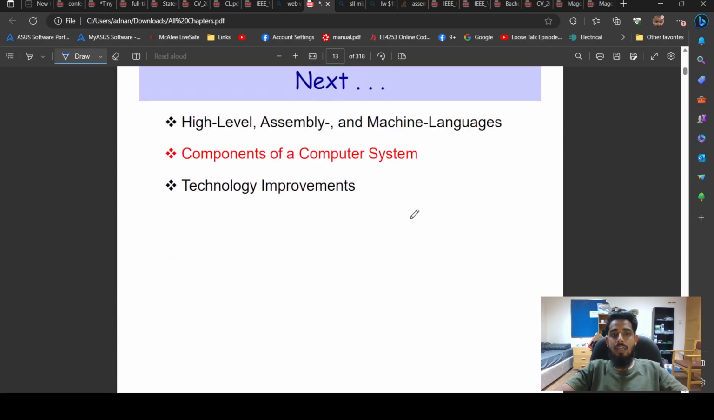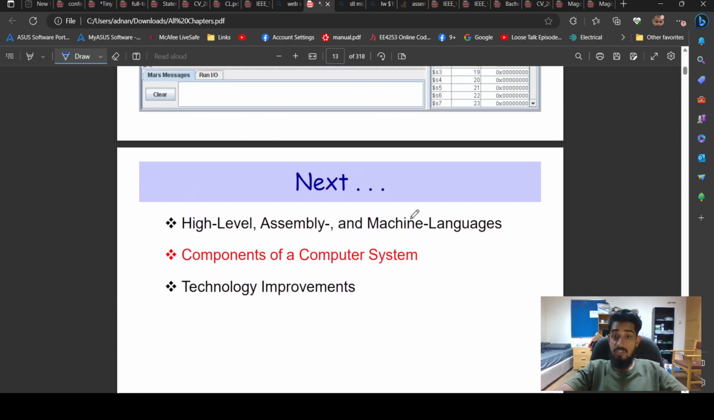Then the components of a computer system: in our next lecture we are going to study the components of a computer system, which is very important, like RAM, ROM, and the processor. So we will see that in our next lecture.